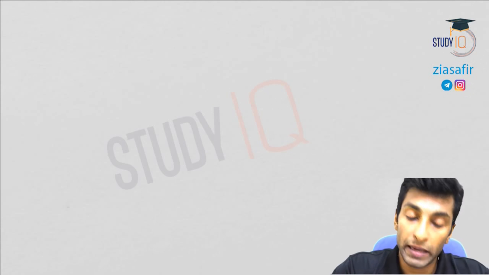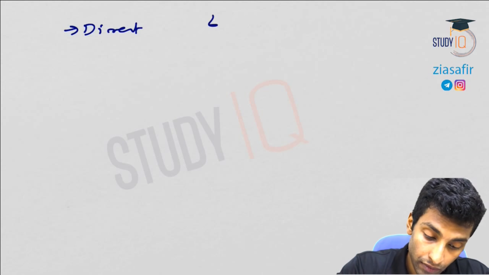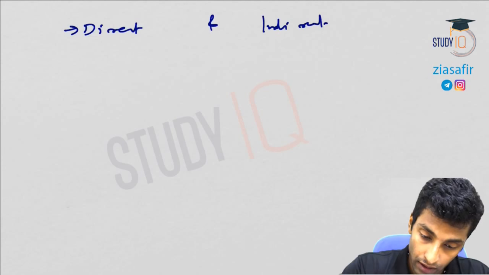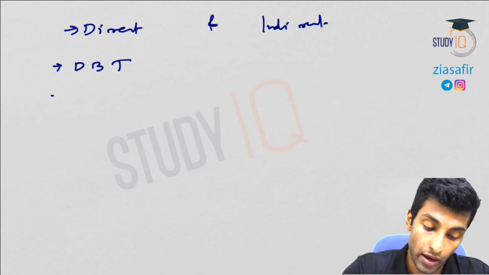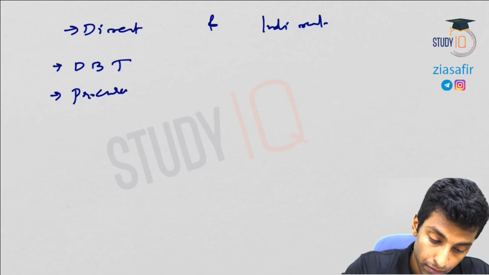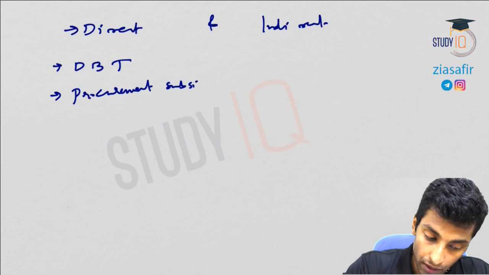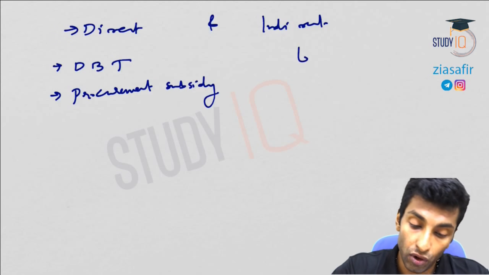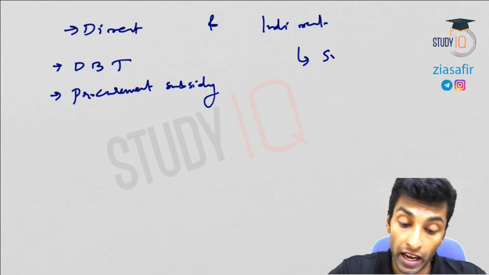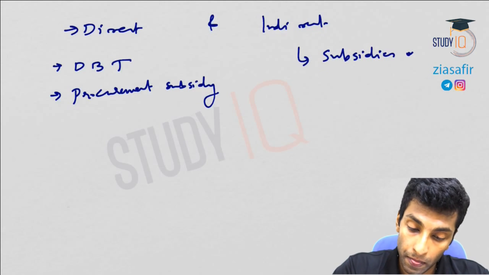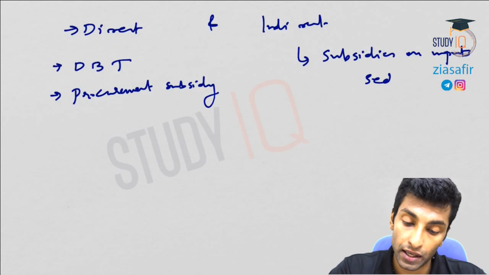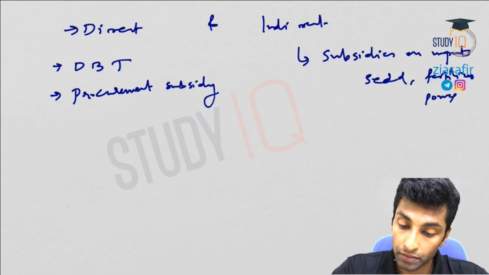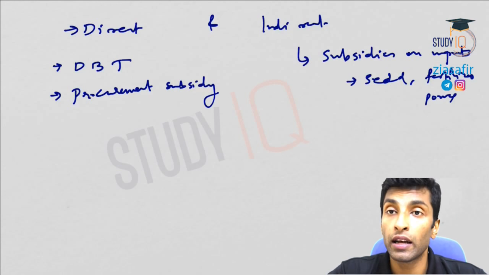So we can have direct and indirect subsidies. What are the examples for direct? It is simply direct benefit transfer, DBT, and procurement subsidy. These are direct subsidies. Then what are indirect subsidies? These are the subsidies on inputs, like fertilizer subsidy, seed subsidy, and power. All these are examples of indirect subsidy.